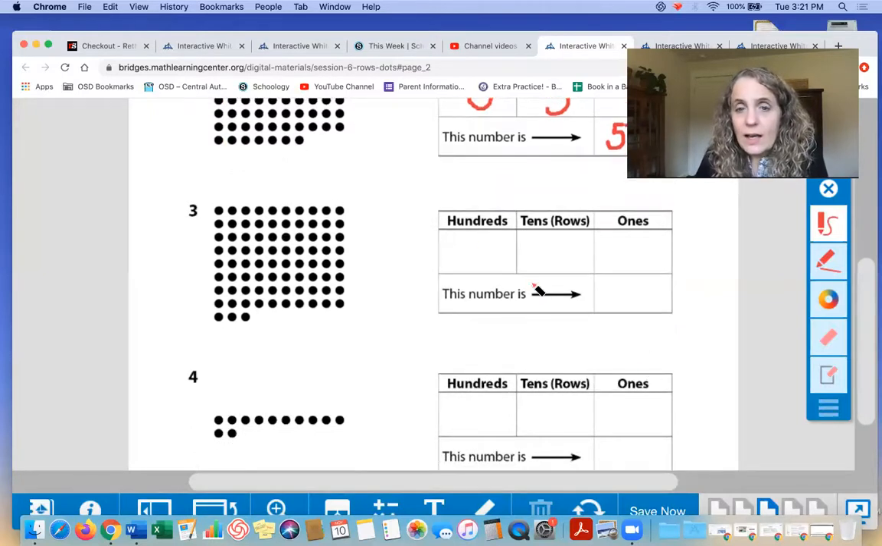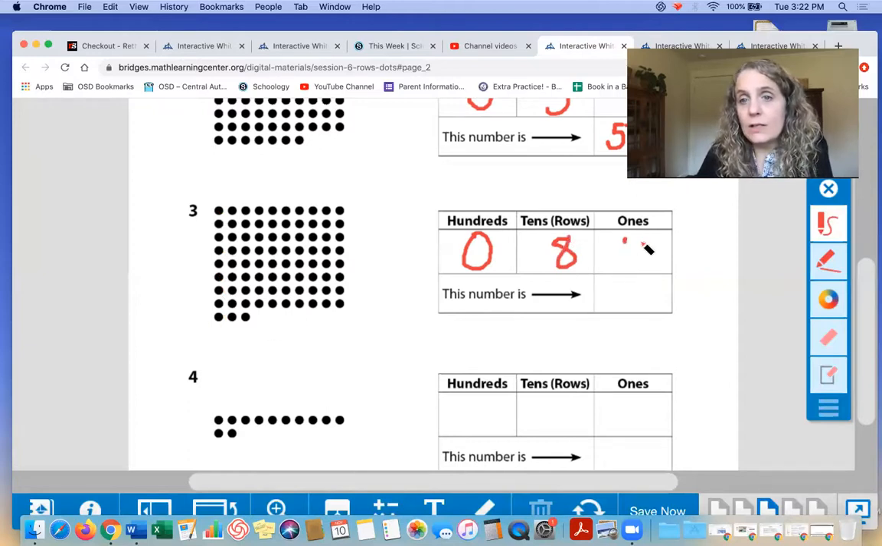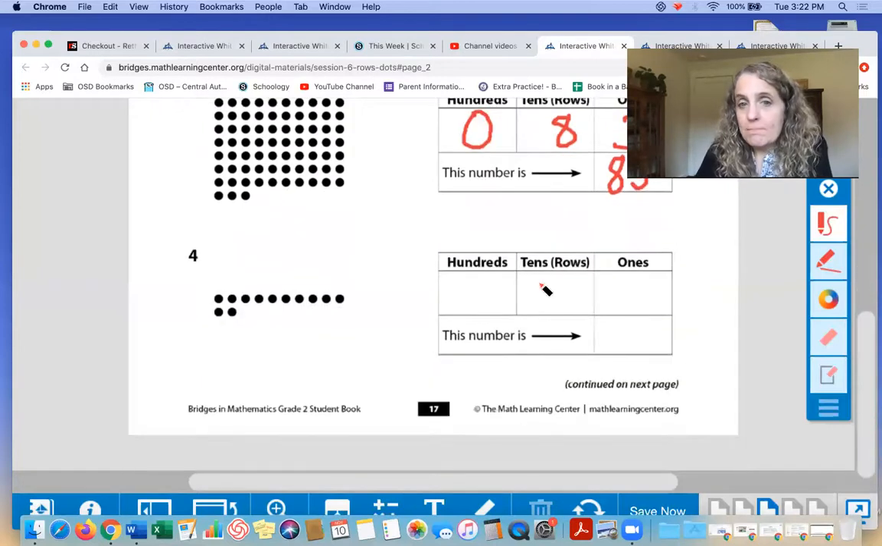Okay, let's do this next one. How many hundreds? 0 again. How many rows? 1, 2, 3, 4, 5, 6, 7, 8 rows of complete tens, right? And then 3 ones for a total of 10, 20, 30, 40, 50, 60, 70, 83. Right? Okay, what about this one? 0 hundreds for sure on that one. 1 full complete row, 2 ones, right? So 10, 11, 12. Our number is 12. See? 1 ten, 2 ones is 12.